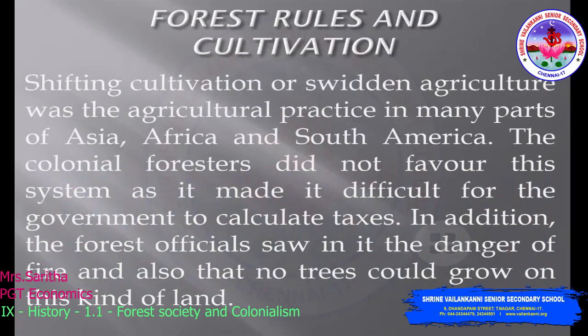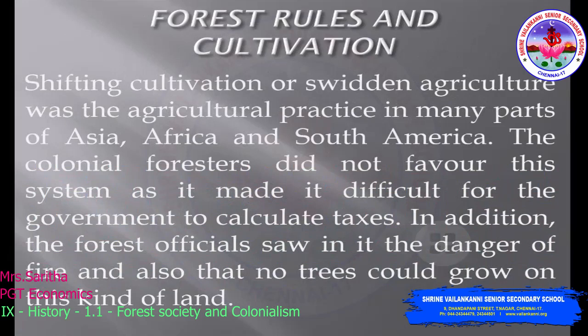Forest rules and cultivation. Shifting cultivation or swidden agriculture was the agricultural practice in many parts of Asia, Africa and South America. The colonial foresters did not favor the system as it made it difficult for the government to calculate taxes. In addition, the forest officials saw in it the danger of fire, and also that no trees could grow on this kind of land.